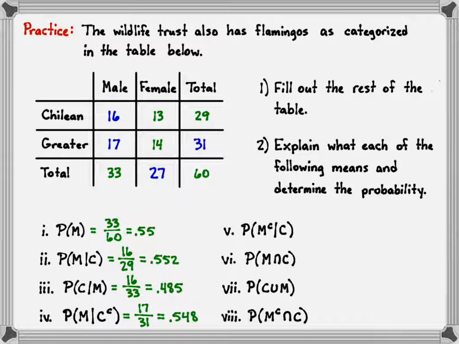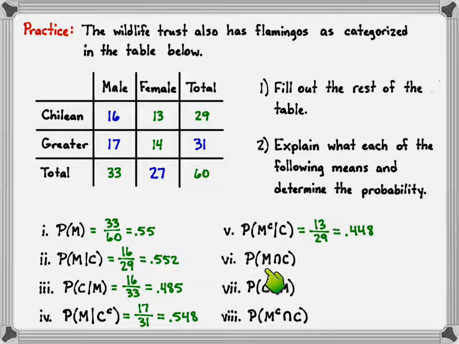Number 5, what is the probability that it's not male given that it's Chilean? So our sample space is going to be Chilean, which is 29. Our event space is all the not males. So the not males are the females, which is 13. And that will simplify to 44.8%. For number 6, 7, and 8, these are not conditional probabilities. There's no line here, there's no given that. Therefore, we're looking at the entirety of the group of flamingos, not just a subgroup.